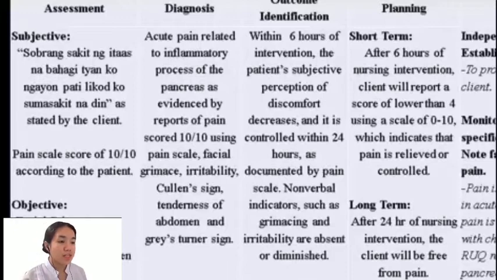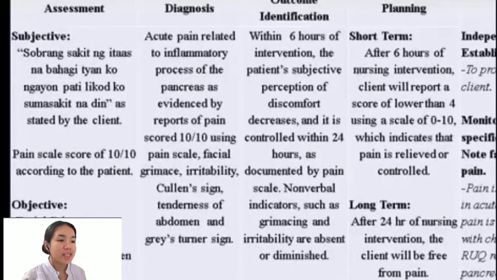For the outcome identification, within 6 hours of intervention, the patient's subjective perception of discomfort decreases, and it is controlled within 24 hours as documented by pain scale, and non-verbal indicators such as grimacing and irritability are absent or diminished.